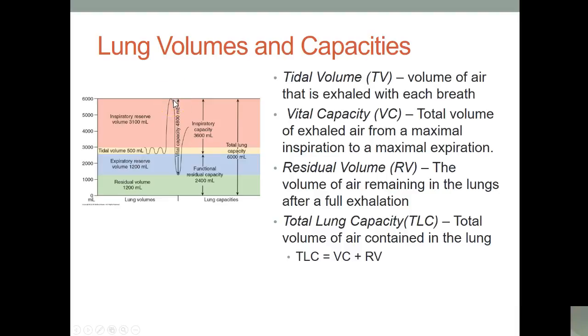Now if we measure it in a forced maneuver like I was describing, we would call that our forced vital capacity, or FVC. Even when you feel like you get all your air out of your lungs, there's still some air remaining, approximately 1,200 milliliters, and this is called our residual volume. That is the volume of air remaining in the lungs after a full exhalation. And our total lung capacity is the sum of our vital capacity plus our residual volume. So this is the total amount of air that can be contained in the lungs at one time.